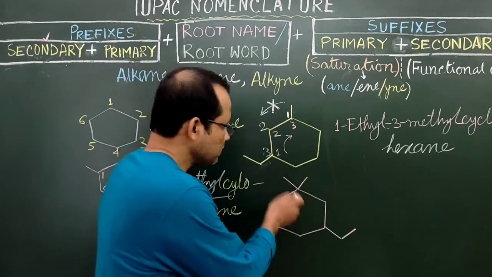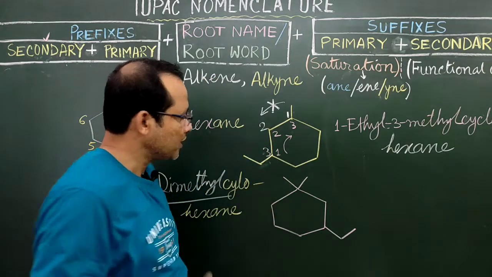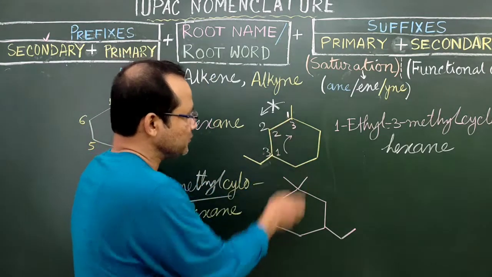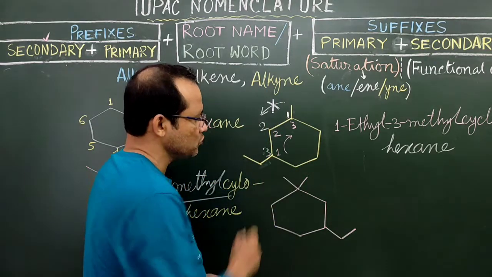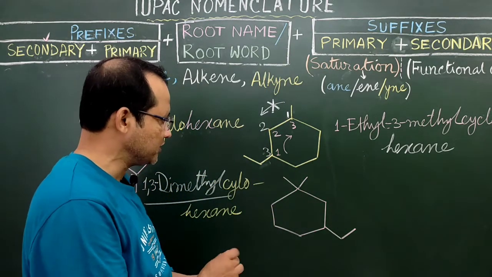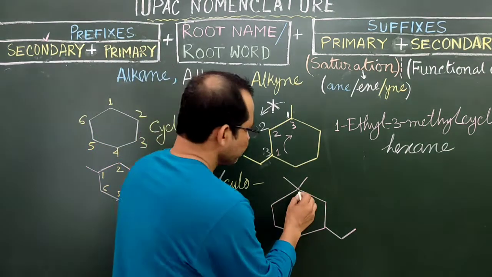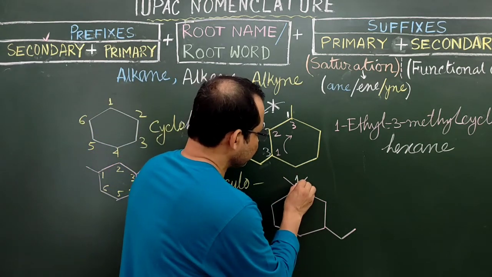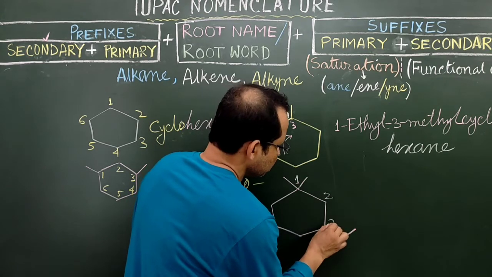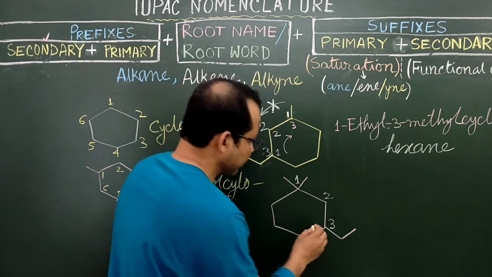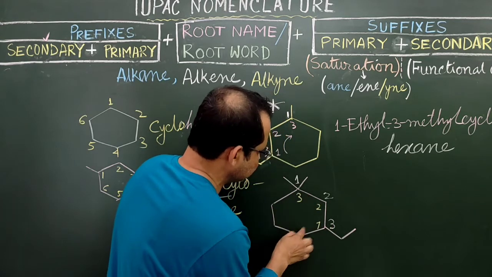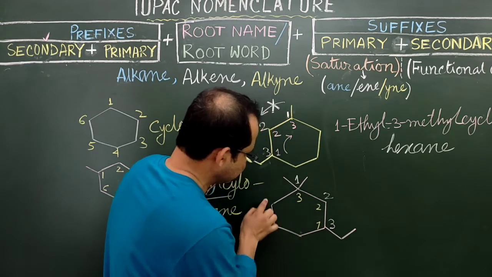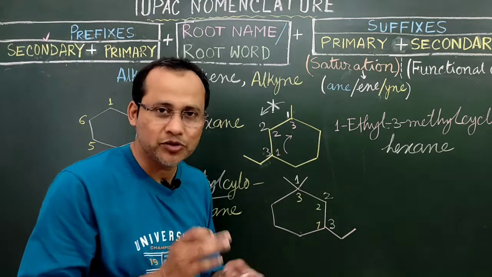Now come to this one. In this, what speciality is there? What is the difference between these two? Here one group is there, here two groups are there. This is the only difference. Now in this case also, we may give the numbering from this side, 1 2 3, or in this way, 1 2 3, then 4 5 6, or in this way 4 5 6, whatever may be the case. Let's see which one is correct.